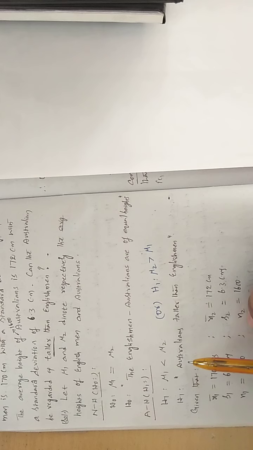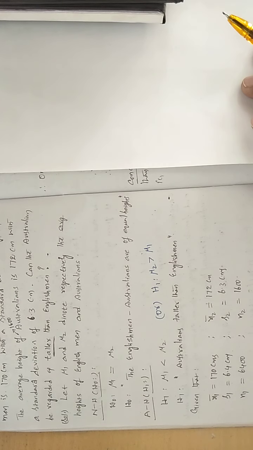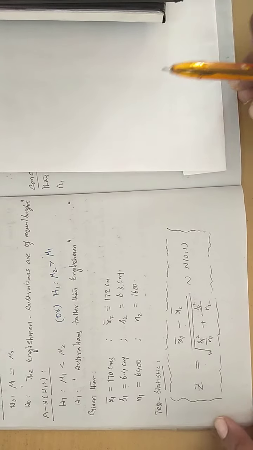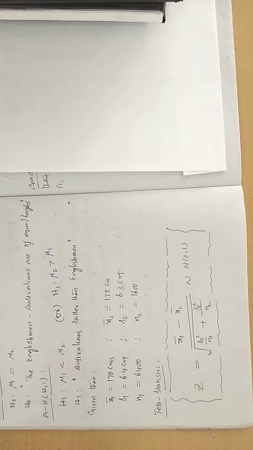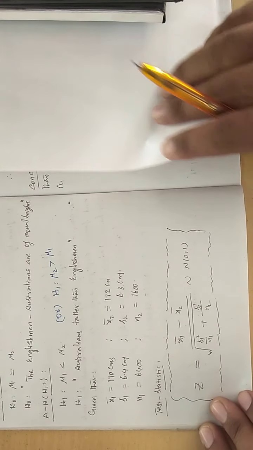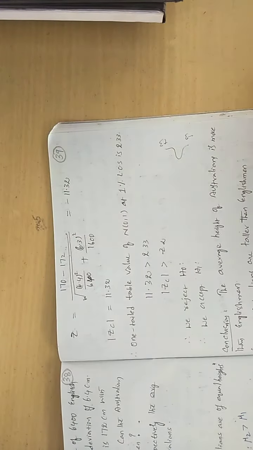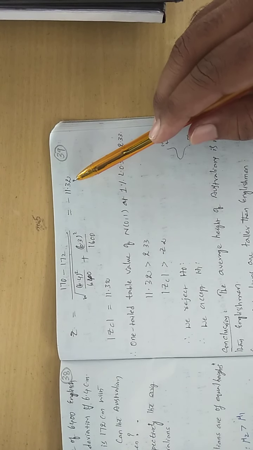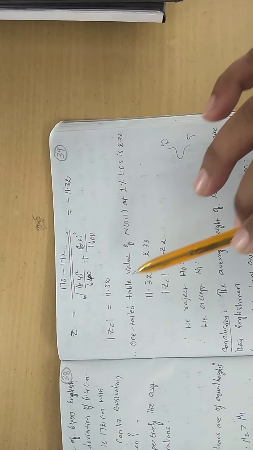Now, what is the verbal statement? Australians are taller than Englishmen. That's all. Everything is as usual. Now here, the sample informations are provided. Hence, the formula is going to be the case 3 formula: S1 square by N1 plus S2 square by N2. So minus 11.32 is the Z value. Again negative, hence only the positive value is considered.